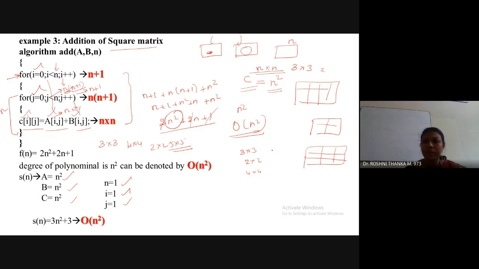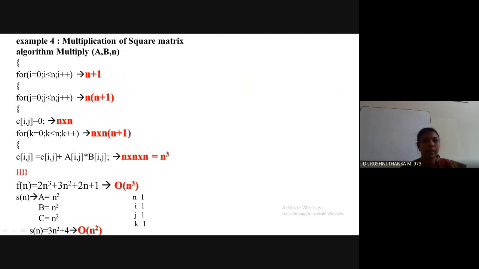So n square is the size of each matrix. When we want to find the space complexity, it comes to 3n square plus 3. From this we ignore all the constants and take the highest degree of polynomial, so it is n square. So here is another example. I hope you now understand how we calculate the space complexity.